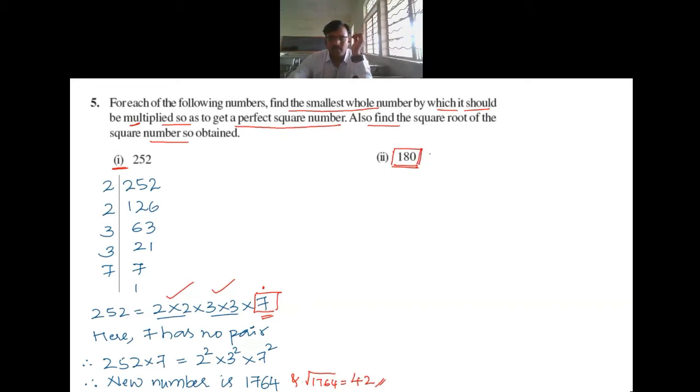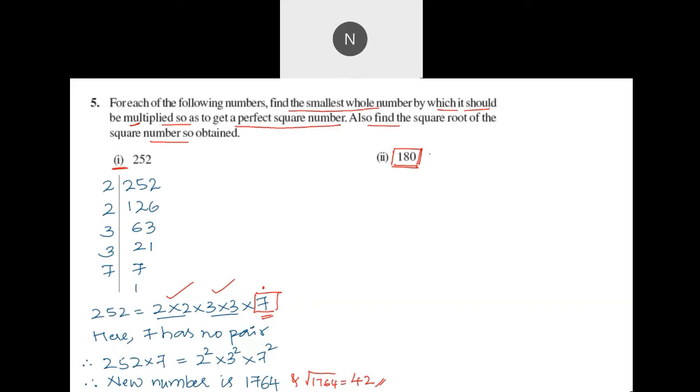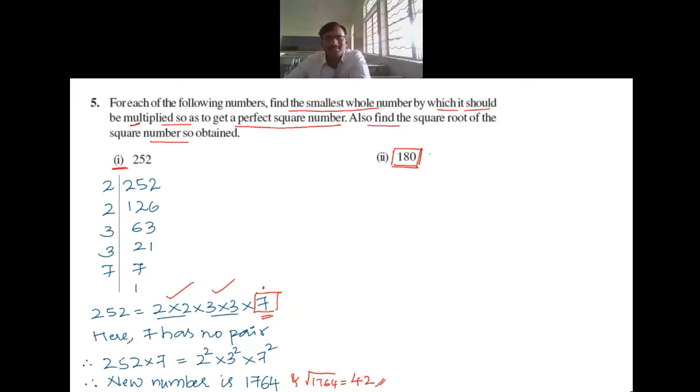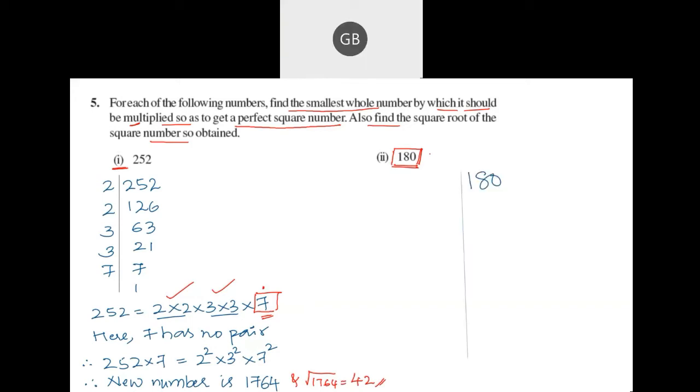Sir, 5. 5 remains unpaired. Very good. 5 should be multiplied to 180. When 5 is multiplied to 180, it becomes 900. So the square root of 900 is 30. Yes, 30. Very good.